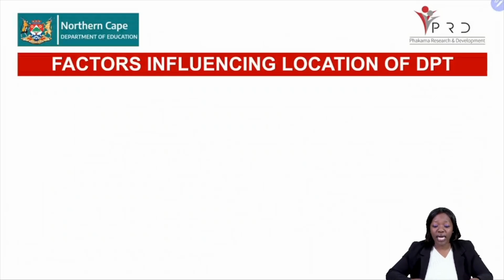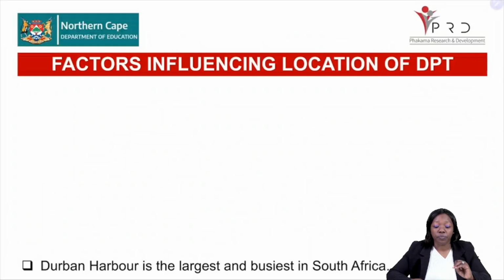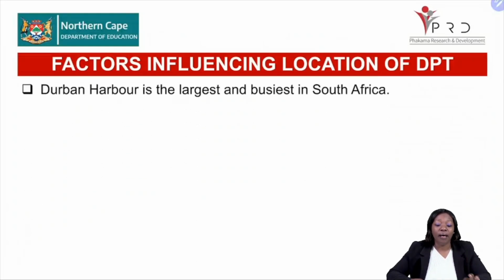Then we're looking at the factors that are influencing the location of the DPT. So your DPT is your Durban Pinetown. So number one, the Durban Harbour is the largest and it is the busiest in South Africa. A lot of goods are being received, a lot of goods are coming out through that harbour. So it is the one that is the busiest.